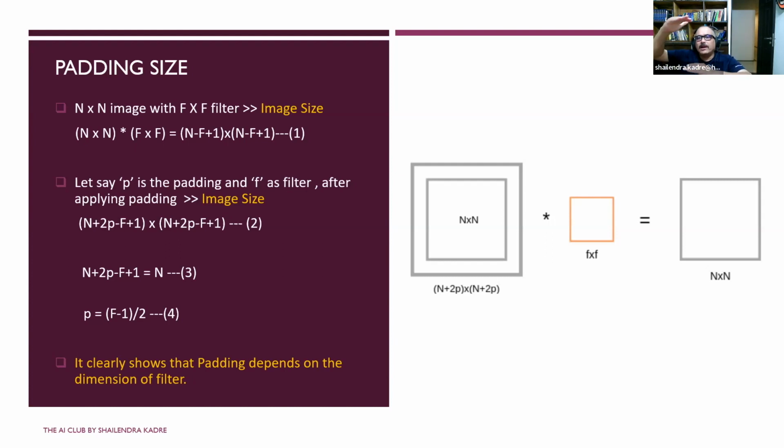So both height and width of the image will get added by 2p. So size of the image will become n plus 2p by n plus 2p. It is getting convolved with a filter of f by f. Okay. So you see, now this formula will come.